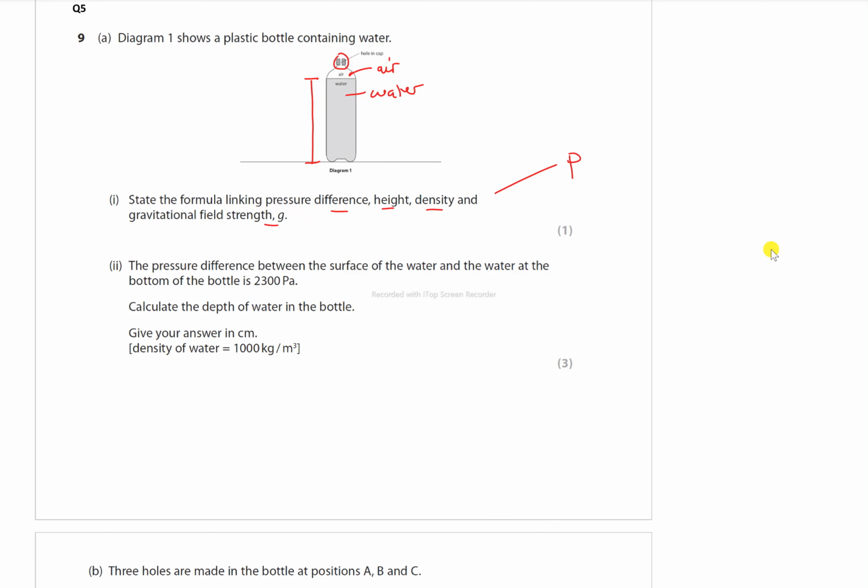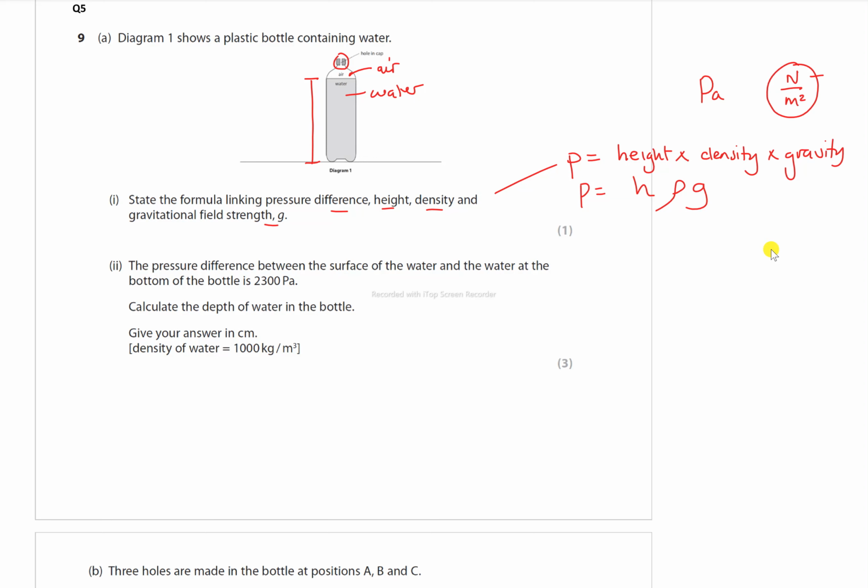So we know pressure is height times density times gravity or gravitational field strength. So it's H rho G. Pressure is measured in pascals or newtons per meter squared. It's like force over area.